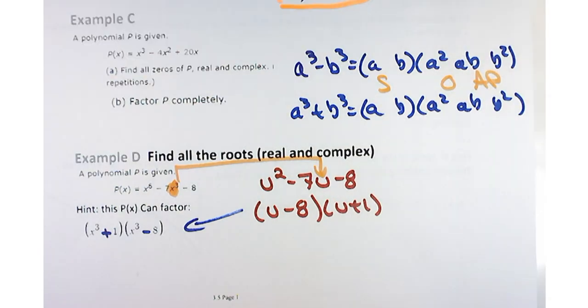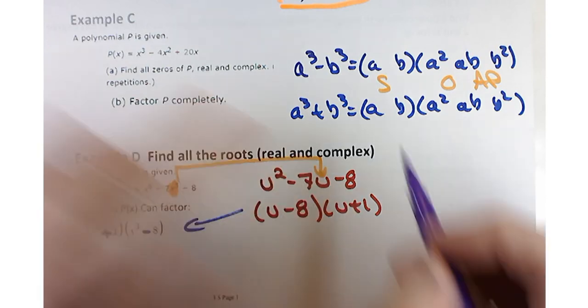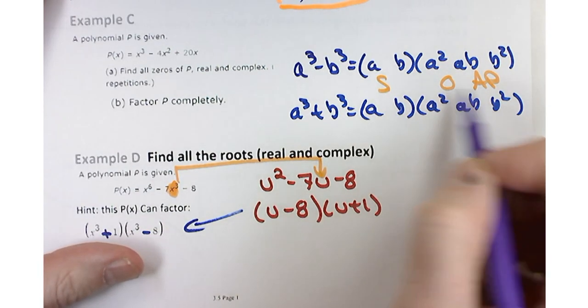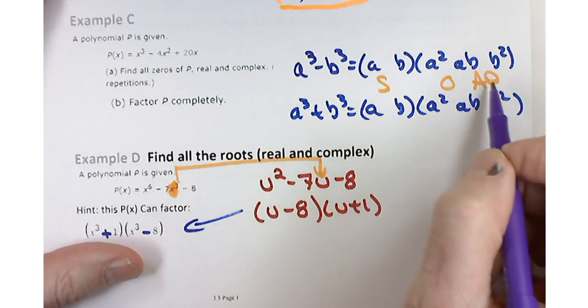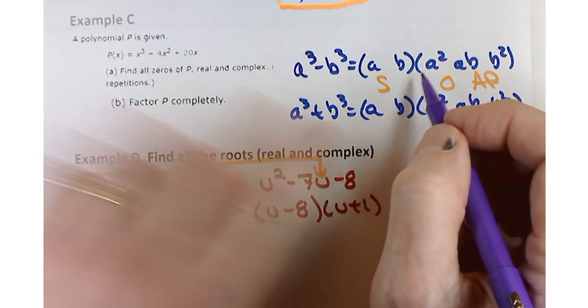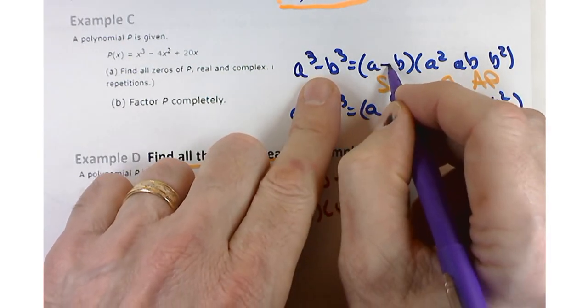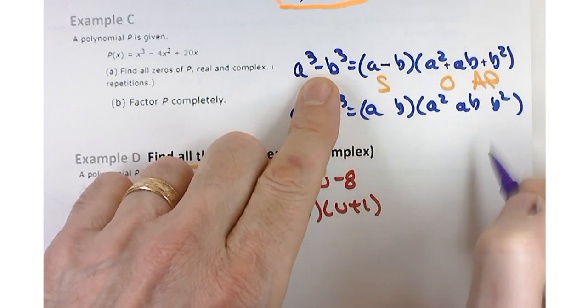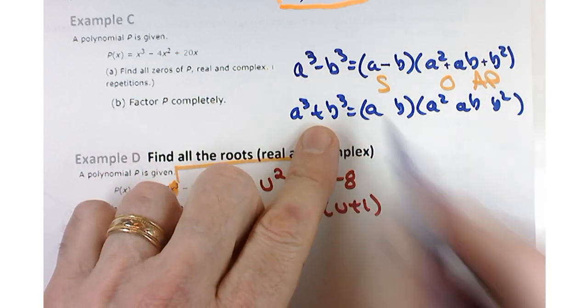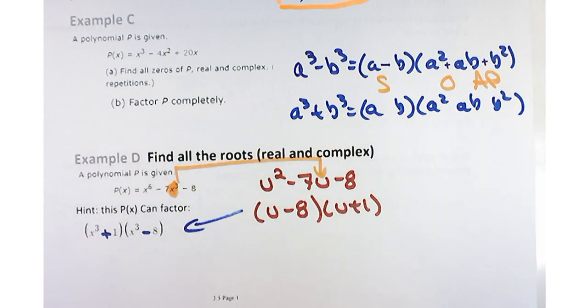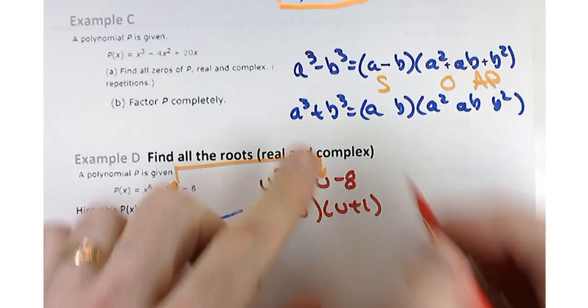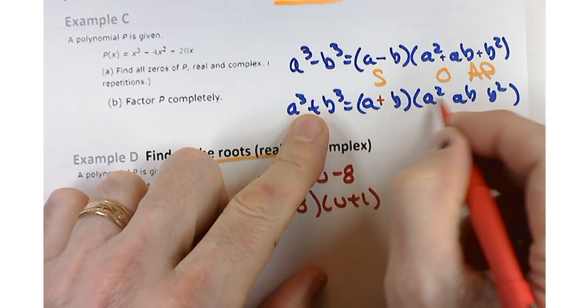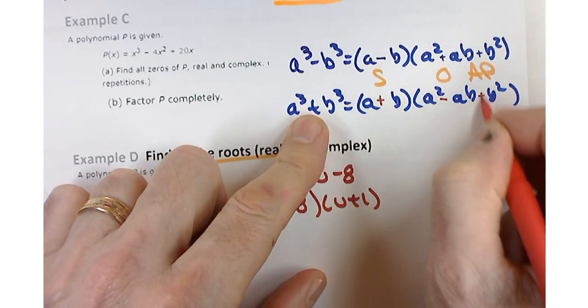Does anyone remember what that SOAP acronym is all about? Same, opposite, always positive. There you go. All right. Same, opposite, always positive. So that would be a minus. That would be opposite, so that's a plus. And that one's always positive. Do the same thing for yourself down here. Try and race me. Fill in those signs. Same sign, opposite sign, always positive.